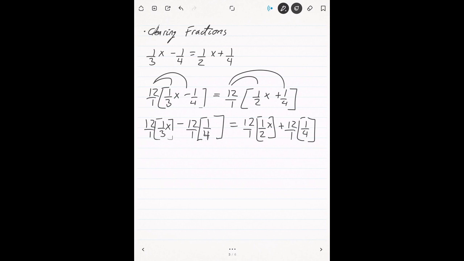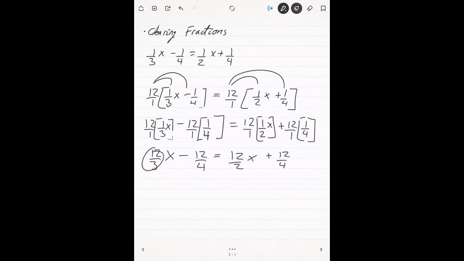So let's see what we have here. 12 over 1 times 1/3 x. That's 12 over 3, and there's an x there. 12 over 1 times 1/4 is 12 over 4. And then I have a 12 over 2x, and a 12 over 4. I didn't simplify anything yet. All I did was multiply fractions. And how do we multiply fractions? We multiply across. Let's see what happens now.